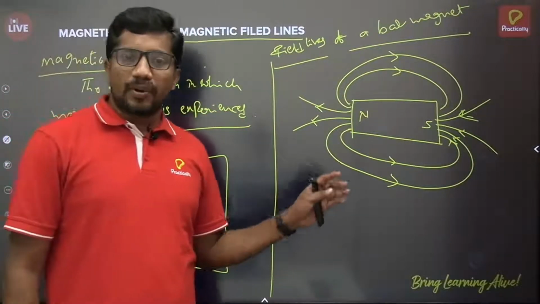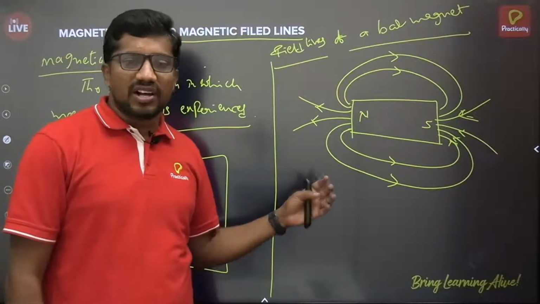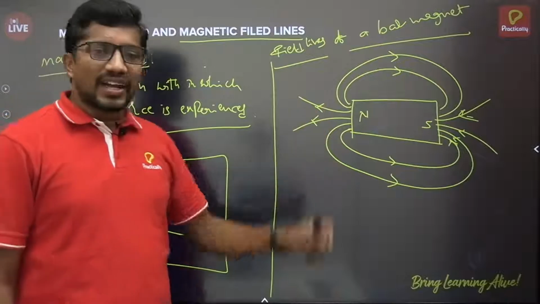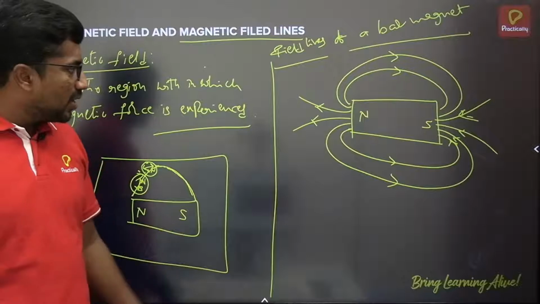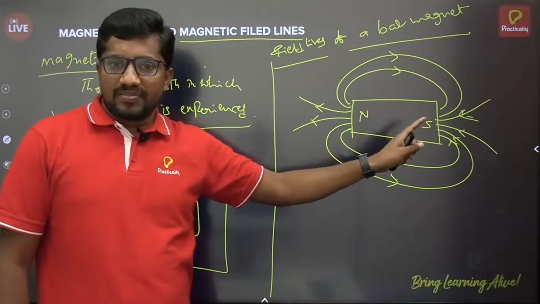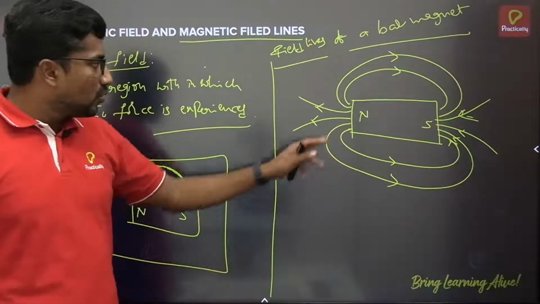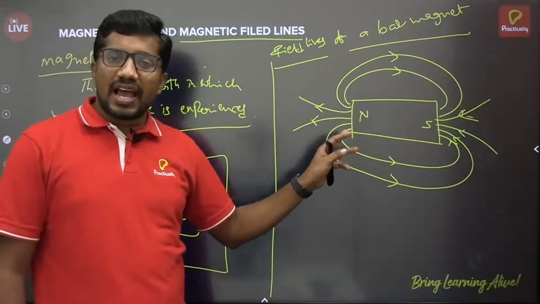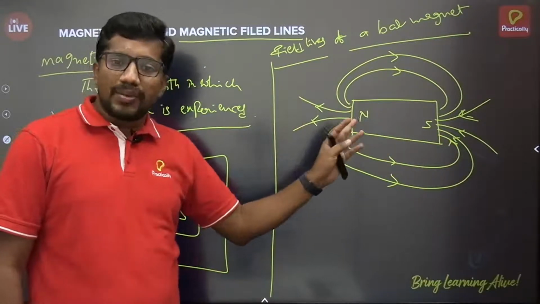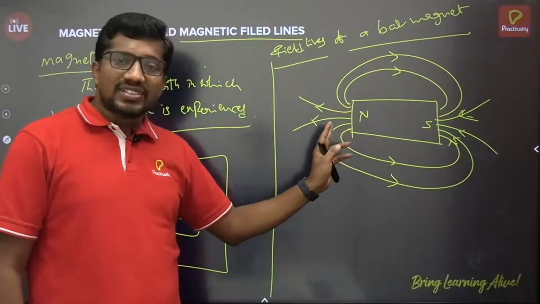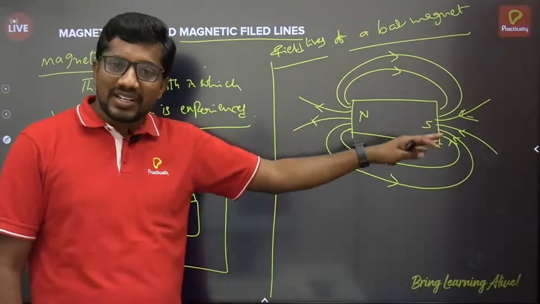Here are the properties or characteristics, whatever you can call them, which are very important. Many times in boards they ask this question: write about the properties of magnetic field lines of a bar magnet. So see here, point number 1, magnetic field lines are continuous and closed loops. Point number 2, these magnetic field lines always emerge from the north pole and merge at the south pole. That means outside of this bar magnet, magnetic field lines are directed from north to south. They move away from the north pole and merge at the south pole.